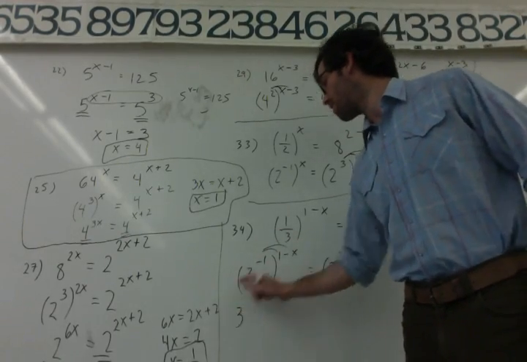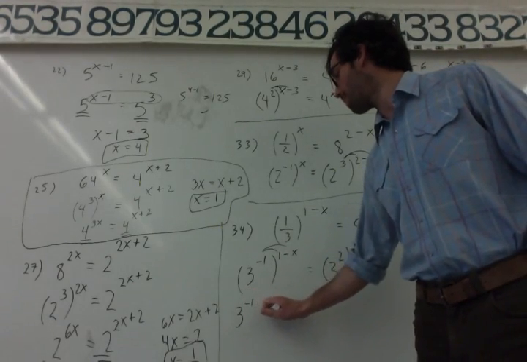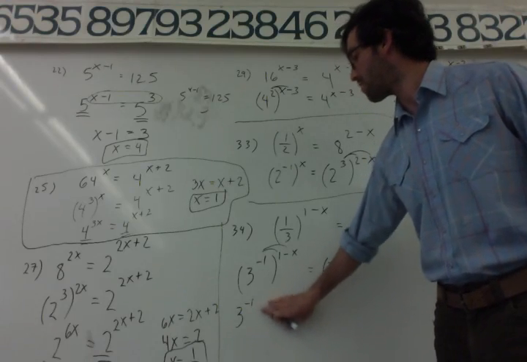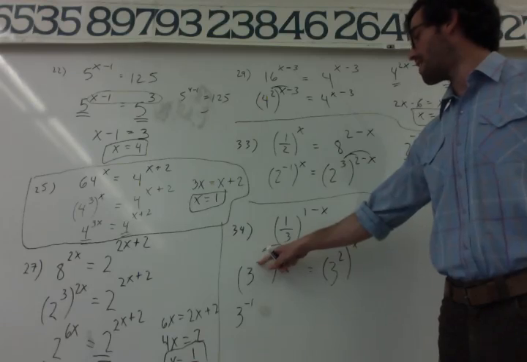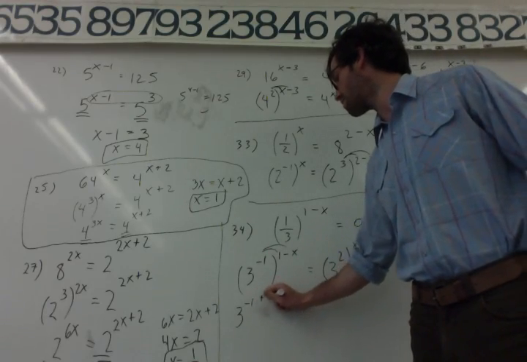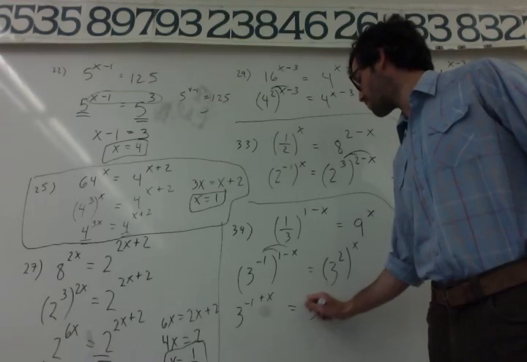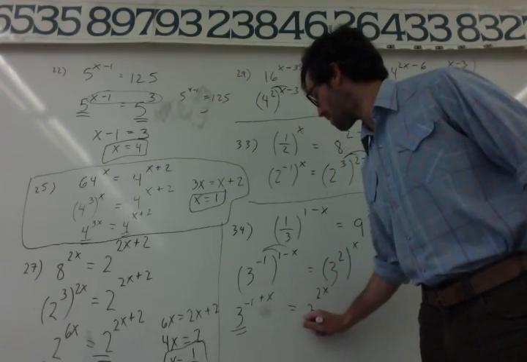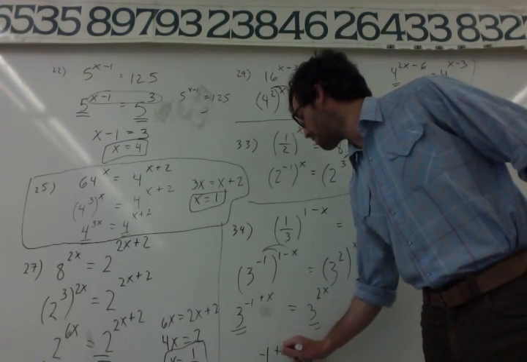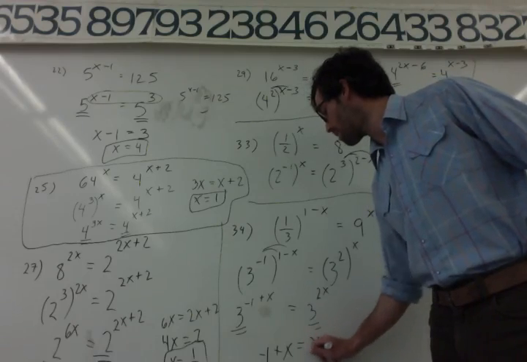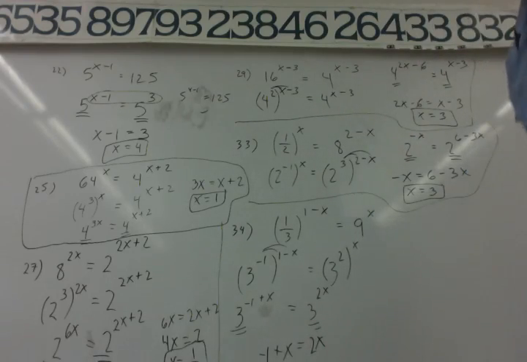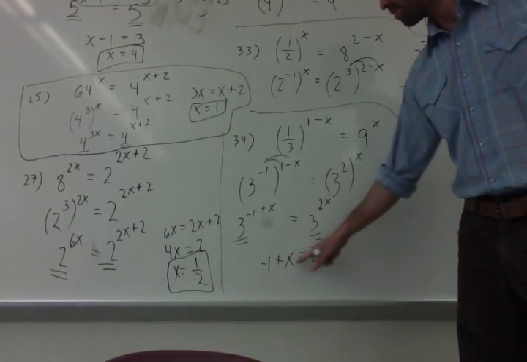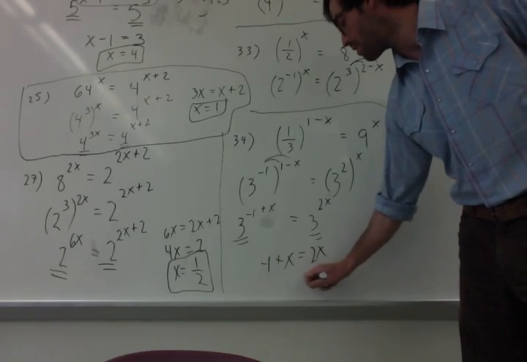Now, multiplying this through, got to be careful. Distribute, we get 3 to the negative 1 times 1 is negative 1. Negative 1 times negative x is plus x, equals 3 to the 2x. And now, again, we have the same base on both sides. Negative 1 plus x equals 2x. And if we just take away the x, we will get x equals negative 1.